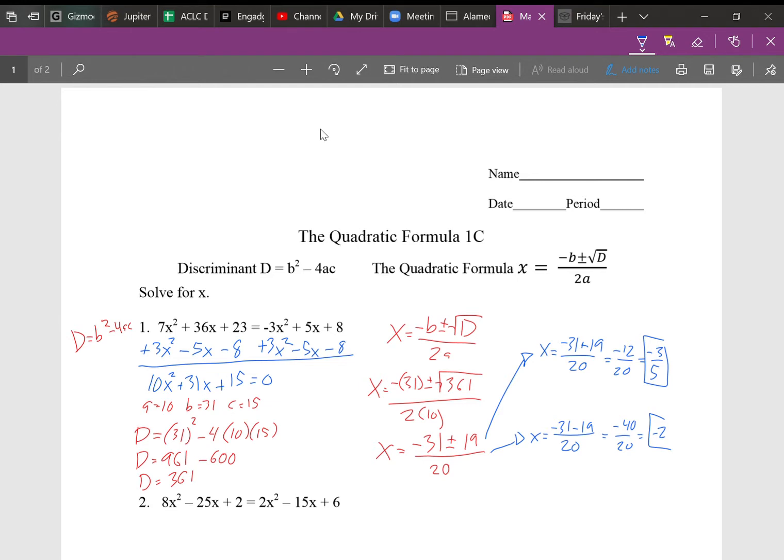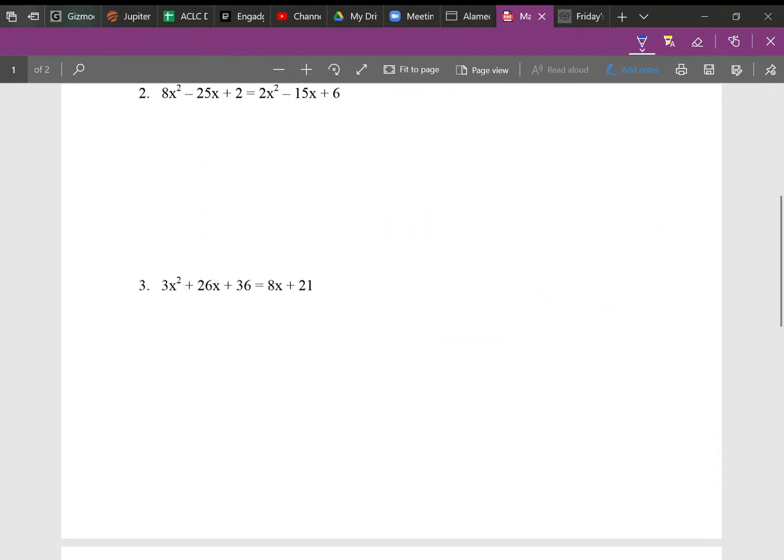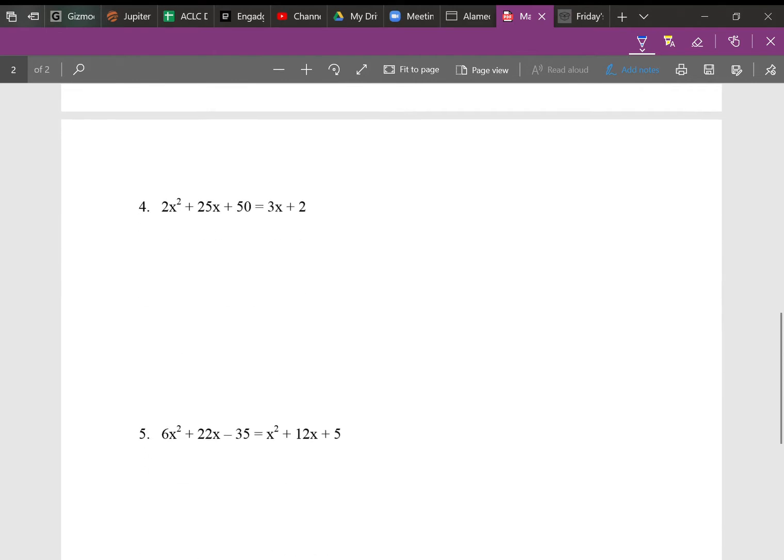Let's go ahead and do one more problem on this worksheet, the Quadratic Formula 1c. So you see we did number 1 a little while ago, so let's jump down and look at number 4.